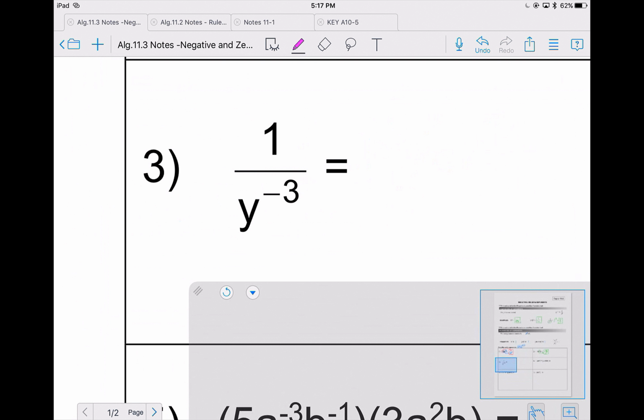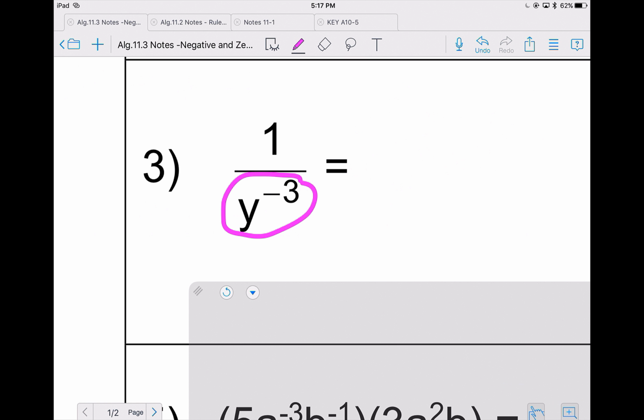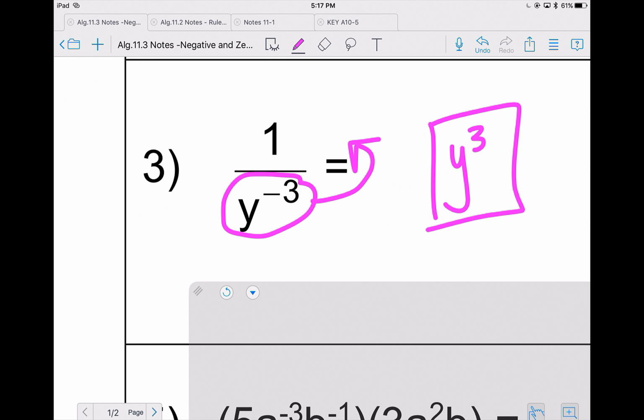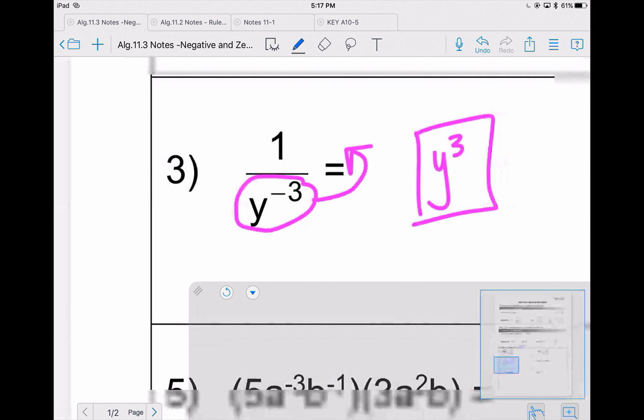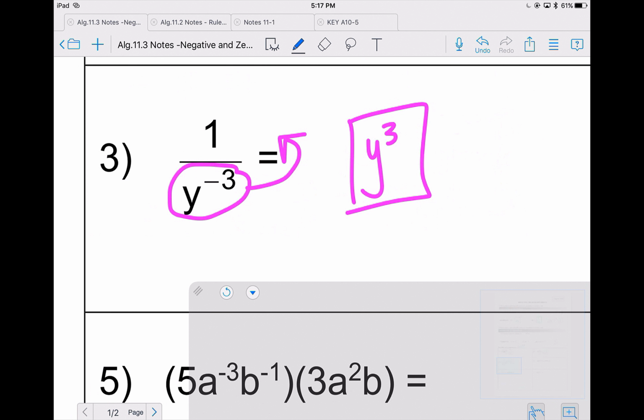In problem 3, we have a negative exponent. This y is not happy being on the bottom, so we need to put y up on the top. There is nothing left on the bottom, and the 1, you can put 1y cubed or just y cubed. The 1 isn't really a huge deal for this problem. So 1 over y to the negative 3 becomes a positive.